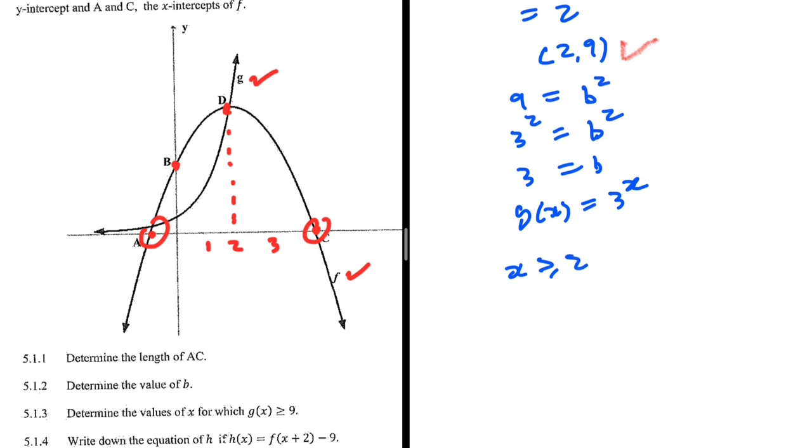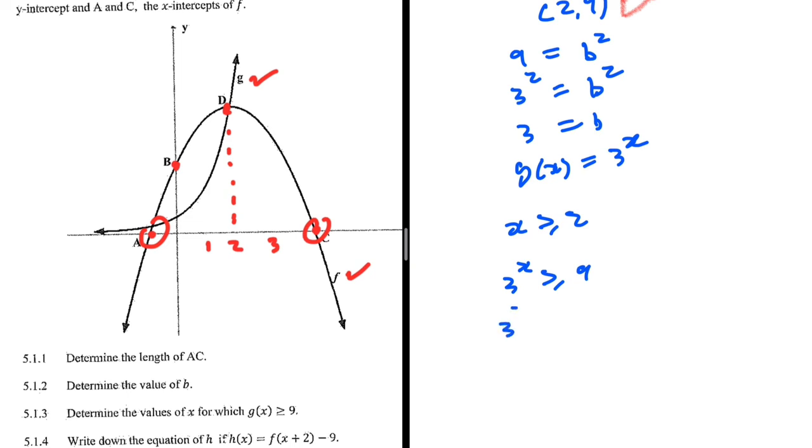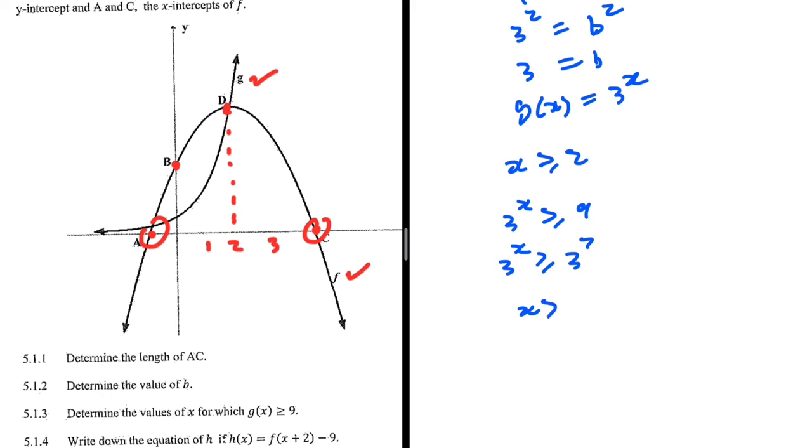I think we can also solve this one algebraically. Let's see if we can do that. 3 to the power x greater than or equal to 9. So 3 to the x greater than or equal to 3 to the 2. So when x is greater than or equal to 2. Yeah, we can actually do this algebraically. But there we go. That is 5.1.3.